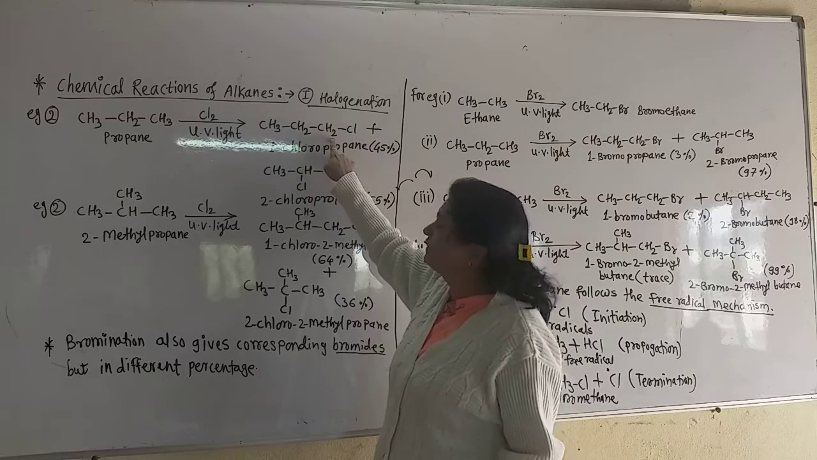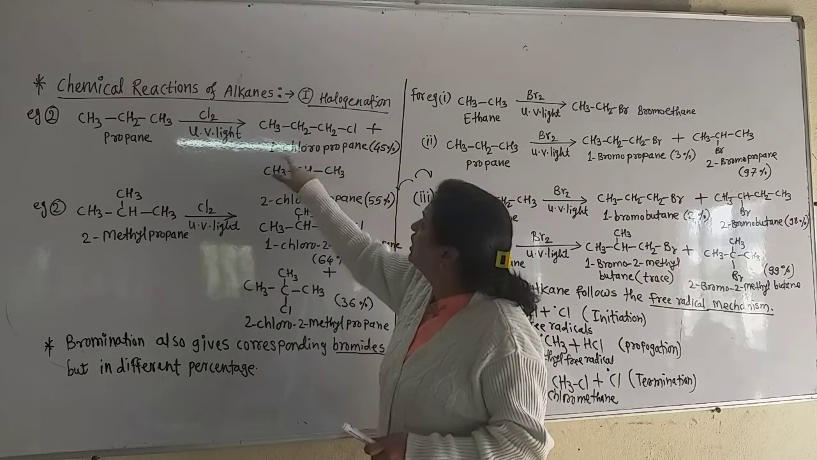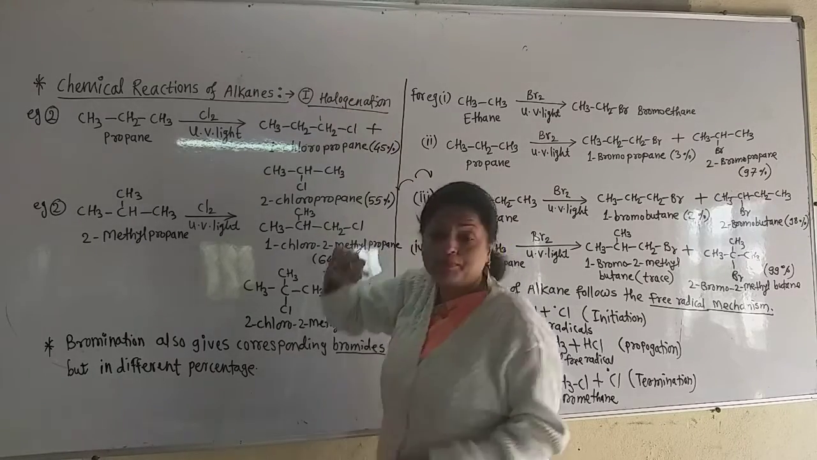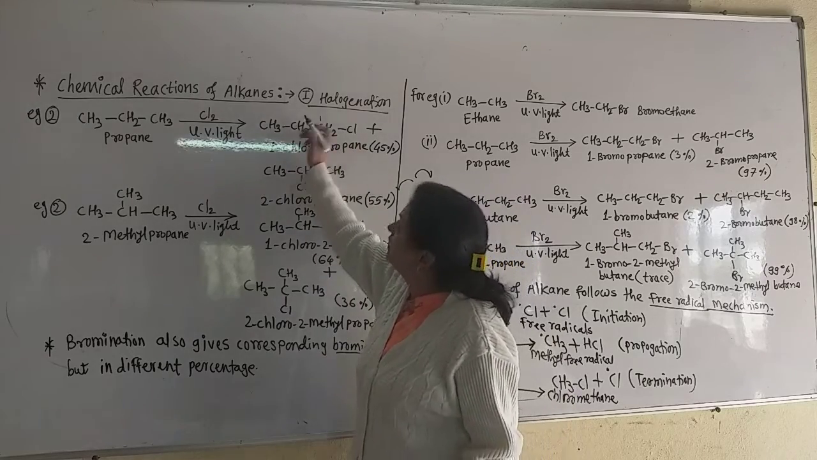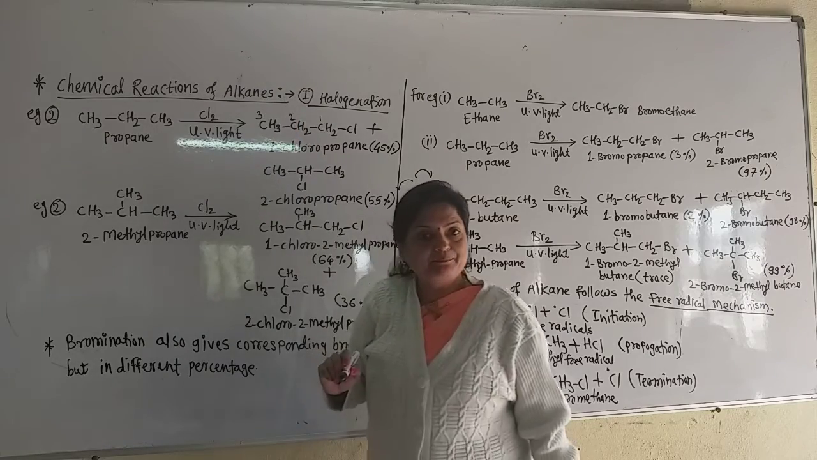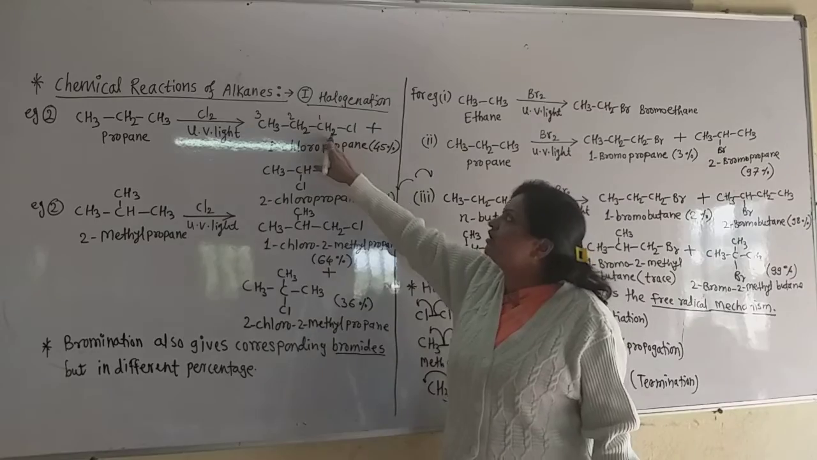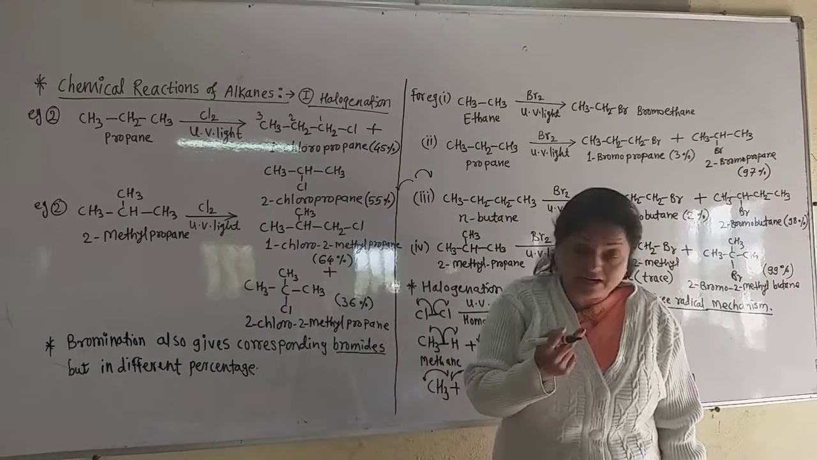See here, one of the hydrogens is replaced by chlorine here. So why is it 1-chloropropane? Number from that carbon atom which is closer to this chlorine. So this is number 1 carbon, this is number 2 carbon, this is number 3 carbon. Now as this is 1, this chlorine is attached to the number 1 carbon.